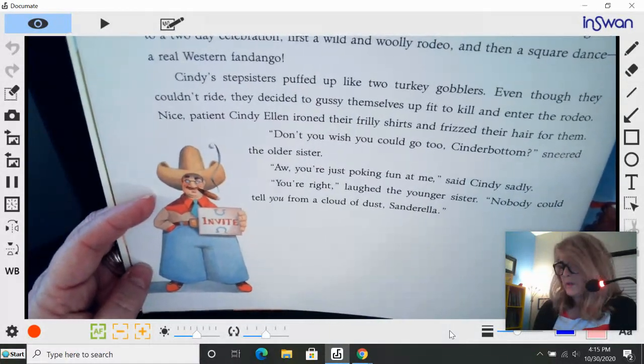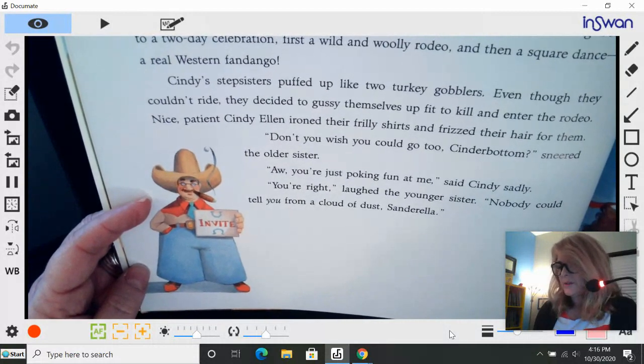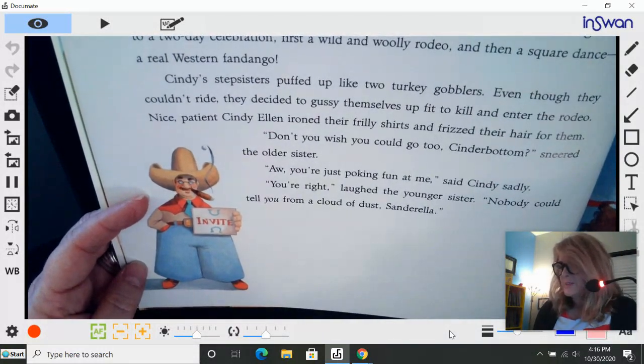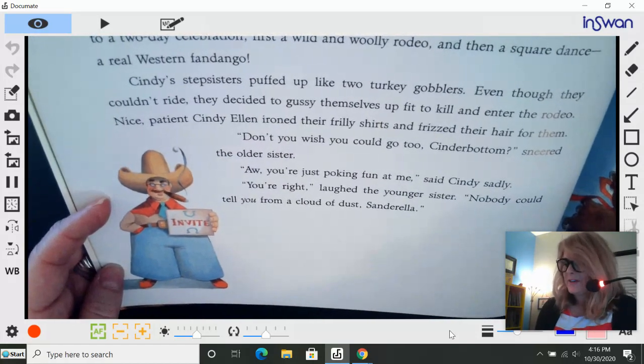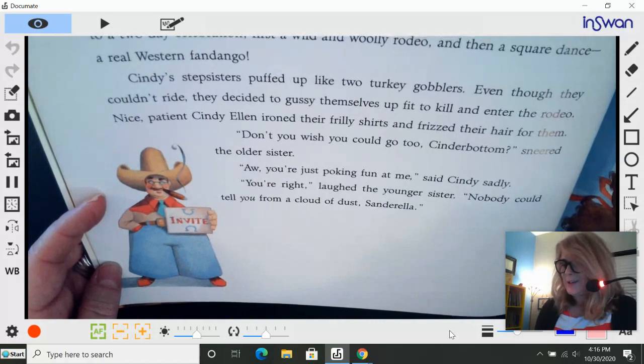"Don't you wish you could go too, Cinderbottom?" sneered the older sister. "Aw, you're just poking fun at me," said Cindy sadly. "You're right," laughed the younger sister. "Nobody could tell you from a cloud of dust, Cinderella."